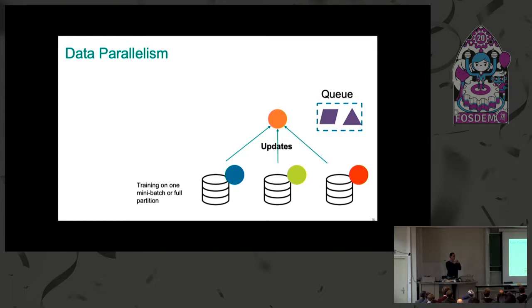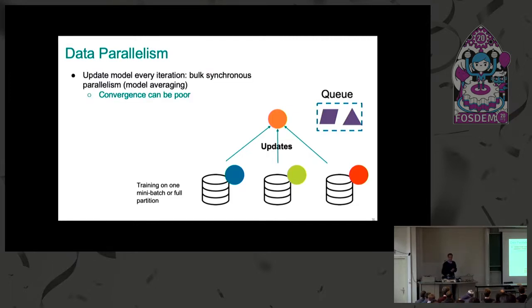Then you've done one iteration. And then you rebroadcast and repeat that. And once you've trained that model, the next one in the queue comes in and you train that one. So that's data parallelism. If you update your model just once after you've gone through all of your data in the partition, you get what's called bulk synchronous parallelism, or model averaging. And this can be very fast.